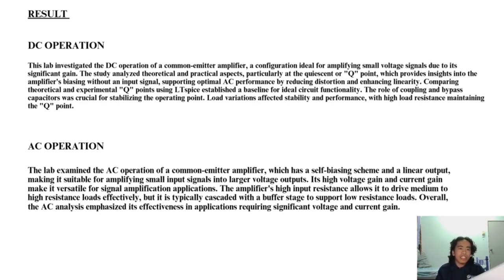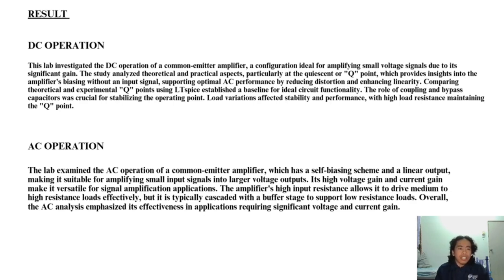This lab investigates the DC operation of the common emitter amplifier configuration for amplifying small voltage signals due to its significant gain. The study analyzed theoretical and practical aspects, particularly at the quiescent or Q point, which provides insight into the amplifier biasing without an input signal, supporting optimal AC performance by reducing distortion and enhancing linearity.